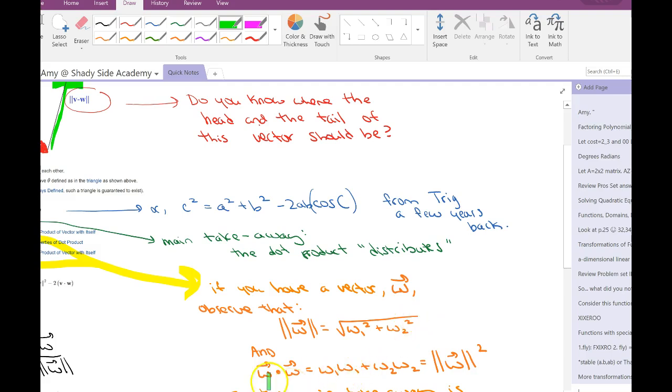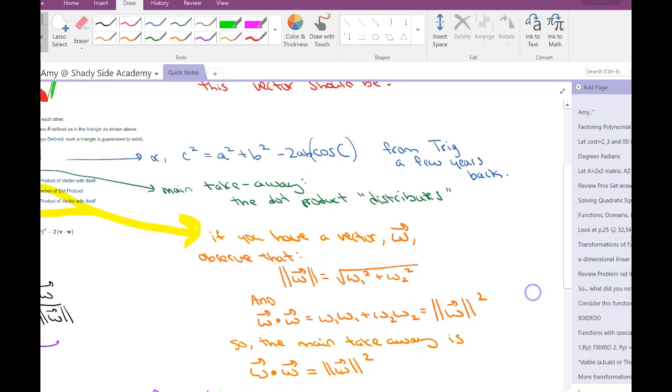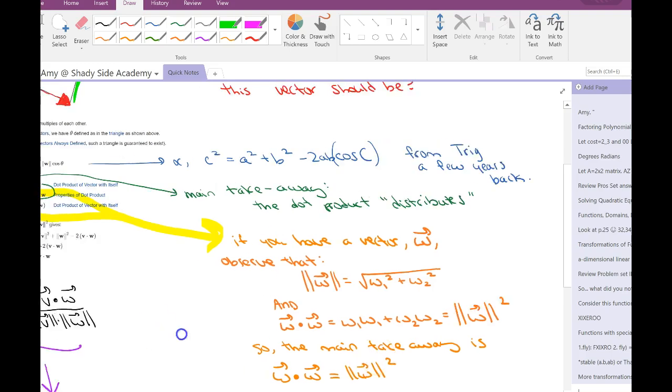So we could conceive of a vector dotted by itself as equivalent to saying it is the magnitude of the vector squared. So the main takeaway is this. When you dot a vector with itself, what you get is the magnitude of that vector squared. Then you walk back here.